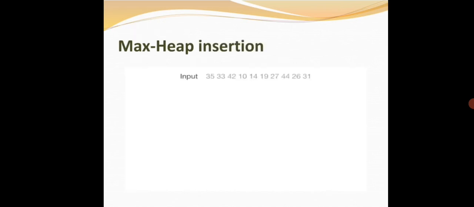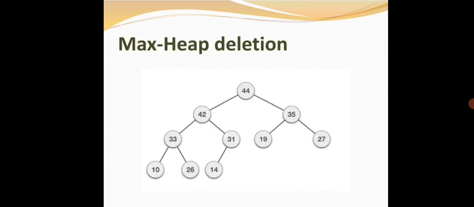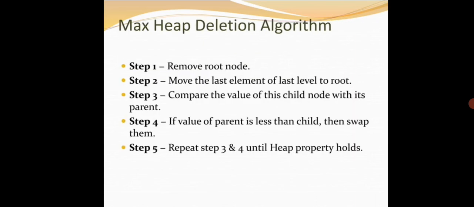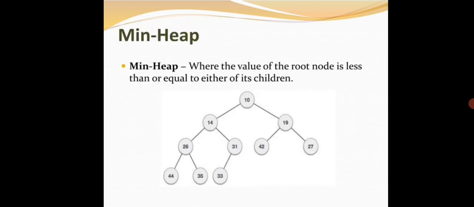Maximum heap, where the value of the root node is greater than or equal to either of its children. Maximum heap insertion is done using these numbers in this way. Maximum heap deletion. Maximum heap construction, or insertion algorithm: we should create a new node, assign a new value to the node, and compare the value of this child node with its parent. If the value of the parent is less than the child, then swap them. Repeat step 3 and step 4 until the heap property holds.